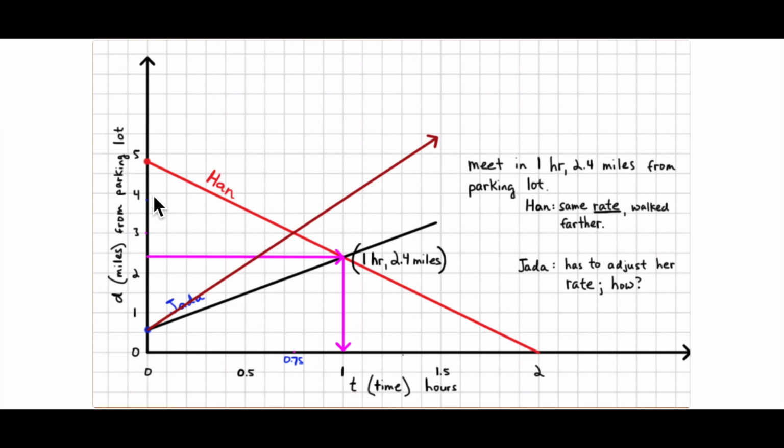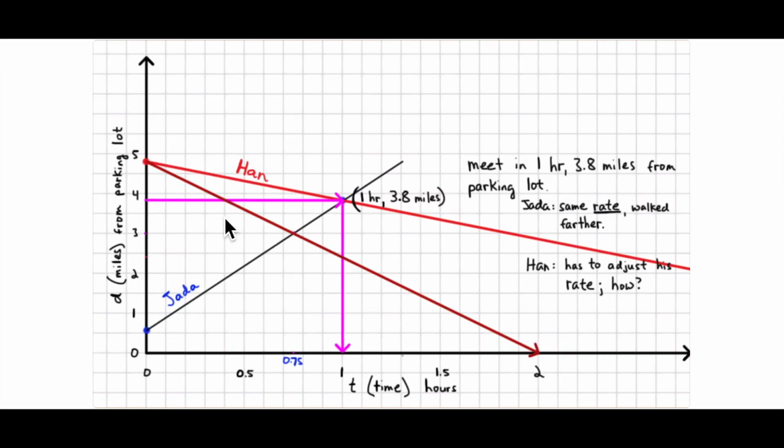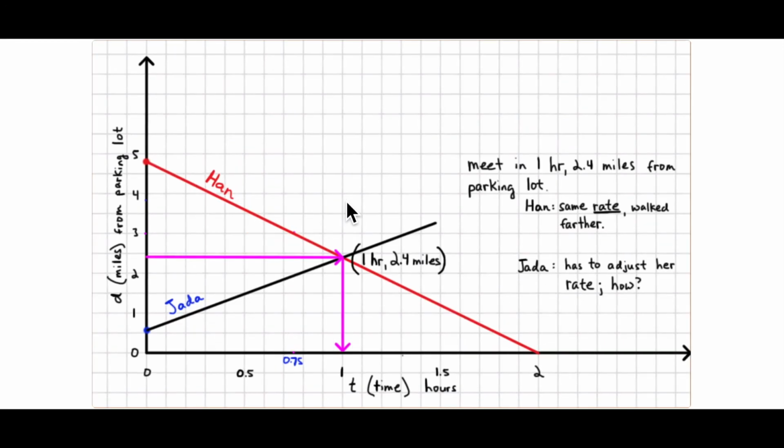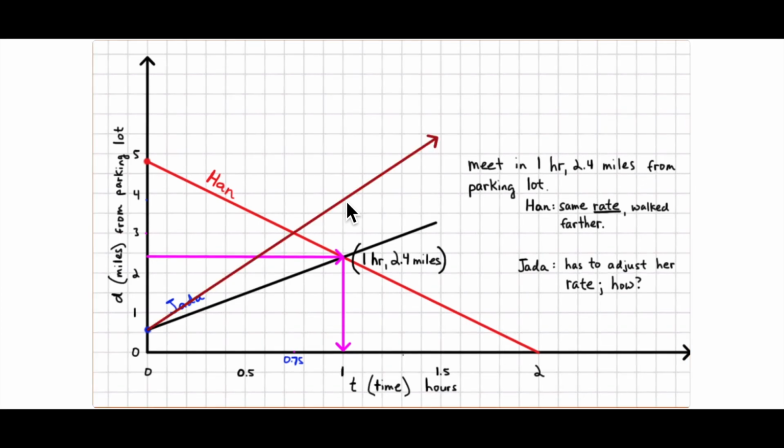So their combined rate, they're going to cover that 4 2/10 miles in 1 hour. So their combined rate has to be 4 2/10 miles per hour. Jada's walking at 1 8/10 miles per hour. Han is walking at 2 4/10 miles per hour. And so that adds to 4 2/10 miles per hour. Back here, it was 1 mile per hour plus 3 2/10 miles per hour for Jada, and that added to 4 2/10 miles per hour. So if you go back and forth between these graphs, it will start to make sense to you.